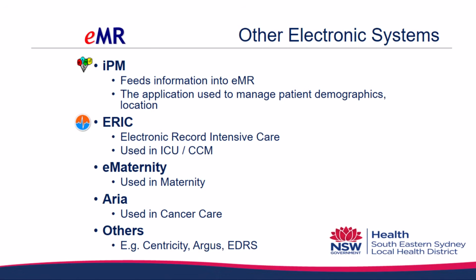Other electronic systems in our district include IPM, which is used to manage patient registration, bed movements and patient information such as name, next of kin, etc. IPM information is where eMR obtains patient demographics. Other systems that you might interact with from time to time include ERIC, which is used in the intensive care environment, eMaternity, which is used in maternity, and ARIA, used in cancer care.